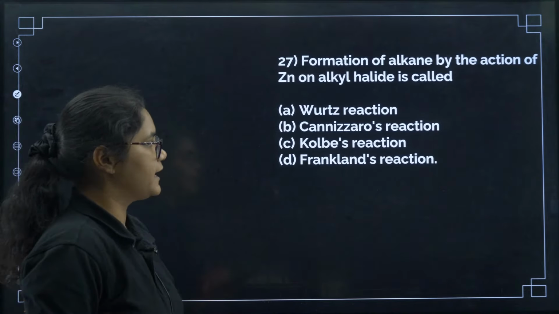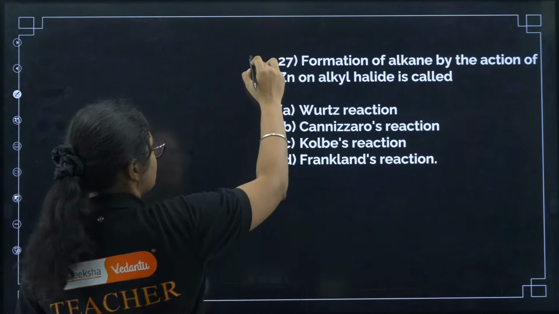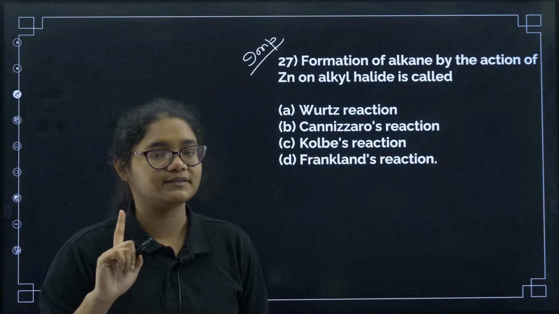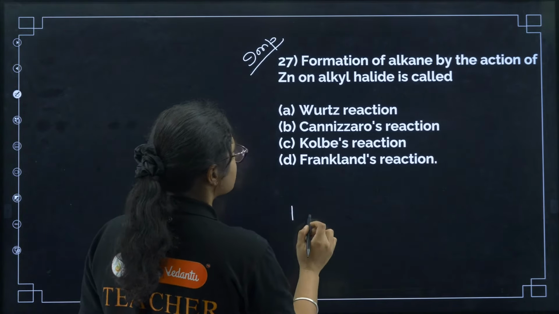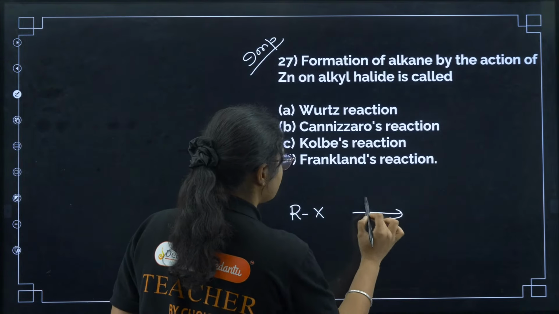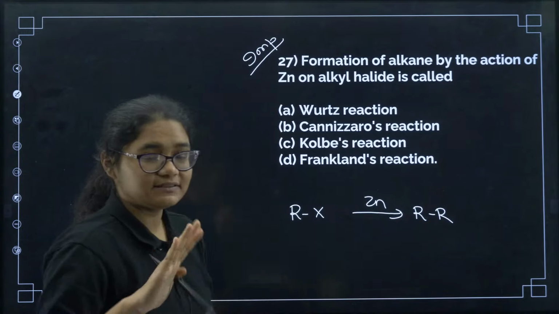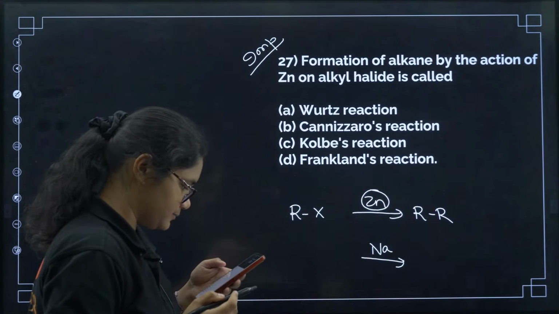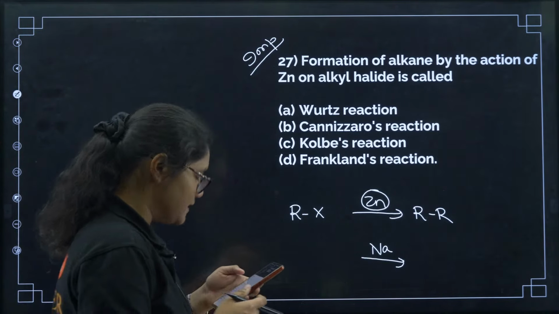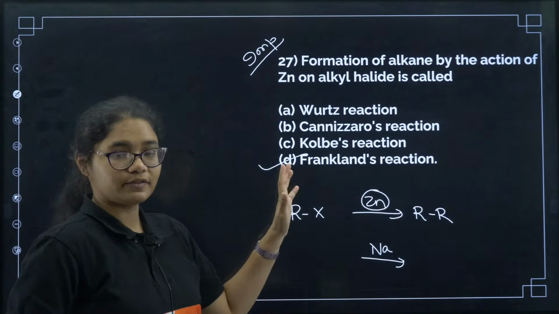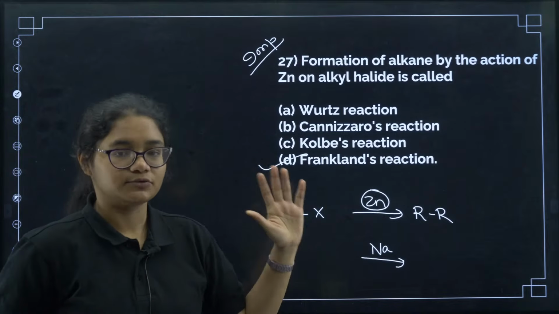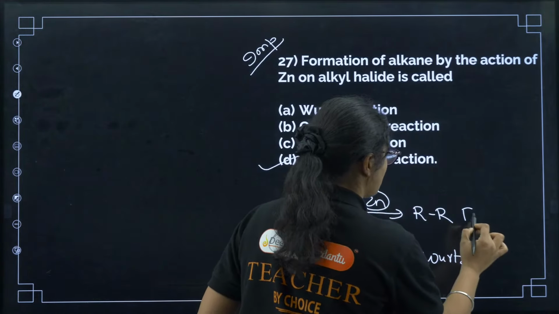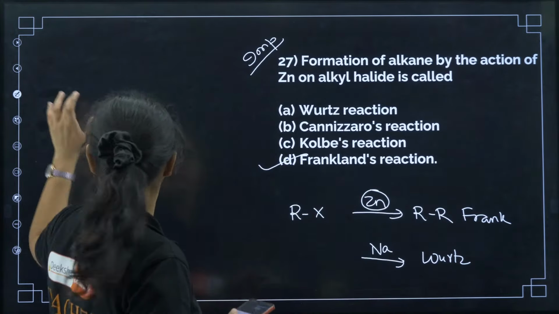Next, 27. Formation of alkane by the action of Zn on alkyl halide is called? This is an important one. This question is not there in NCERT. This reaction is not there in NCERT, but it was asked in previous year questions, so please know this one. Suppose RX on treatment with zinc gives you RR. Very similar to Wurtz reaction, but in Wurtz reaction what do we use? Sodium. But if zinc is used, then what is the name of this reaction? Yes, Frankland reaction is the correct answer. Again I am saying this is not there in NCERT, but this reaction has been asked in previous year questions, so you should know this reaction. If sodium is there, it is called Wurtz reaction. If it is zinc, then it is called Frankland reaction. Yes, note down this question.